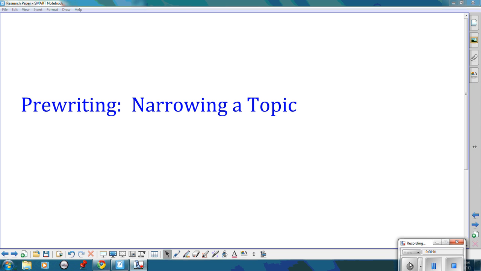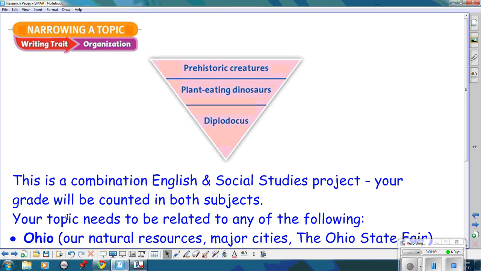The first step to writing your research paper then is really the pre-writing process, which is narrowing your topic, deciding what you're going to write about. And in fourth grade, this is a combination English and social studies project. In seventh grade, you are just writing on a topic of your choice.